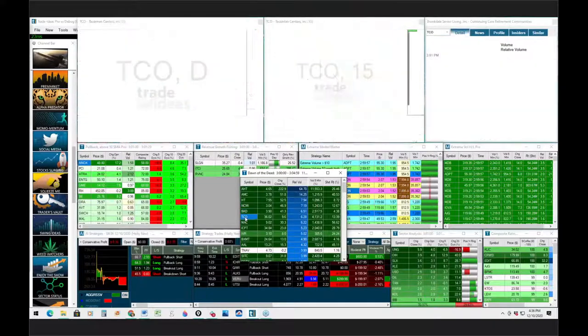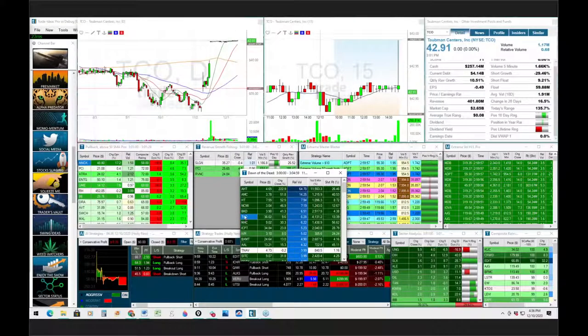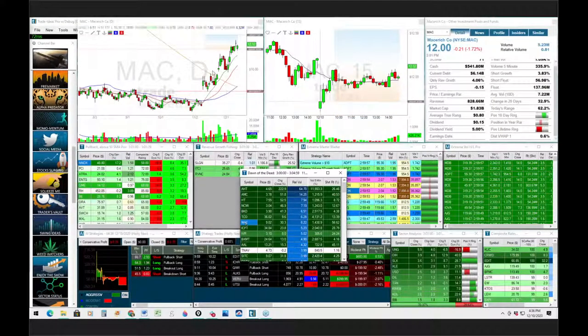Let's take a look at this TCO. Well, that one was going back to the ninth. Was that the ninth? Yeah, that's the 13th. So actually this day right here would have been the 9th, I believe. Yes. So not huge volume on that day, but nonetheless, it looks like this had a nice move and then a buyout later. MAC, there you go. Boom. Look at that on the 9th.